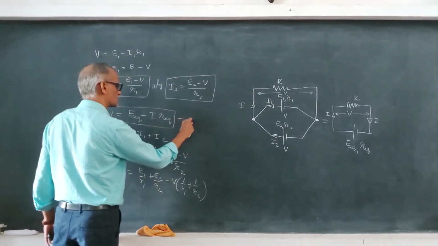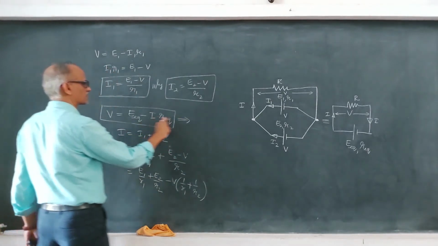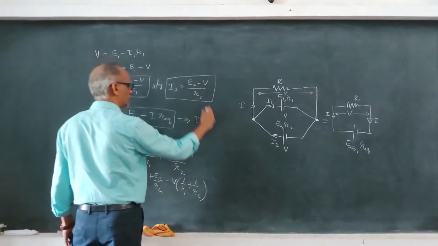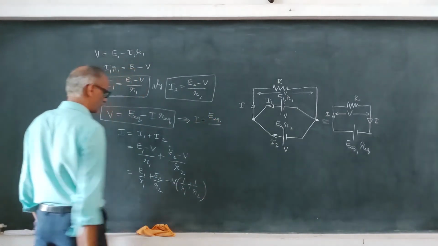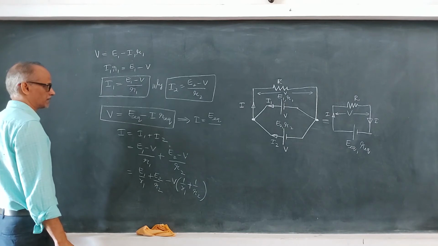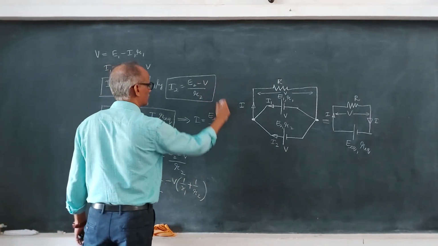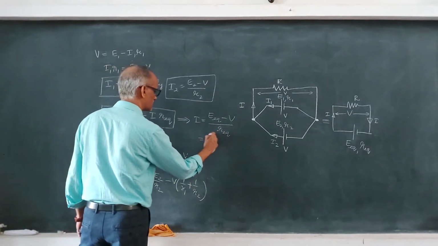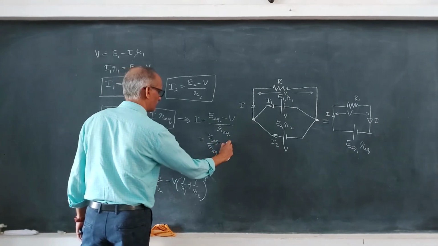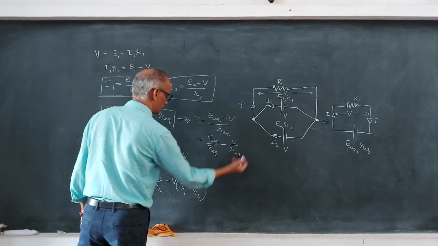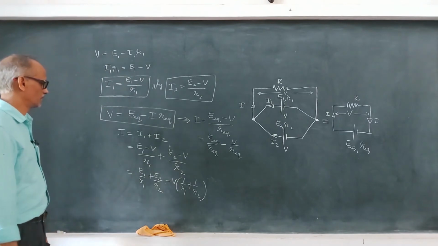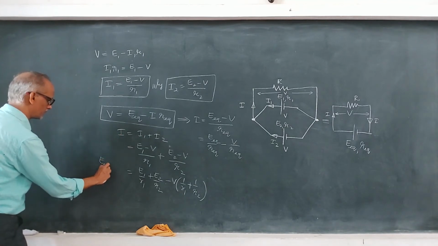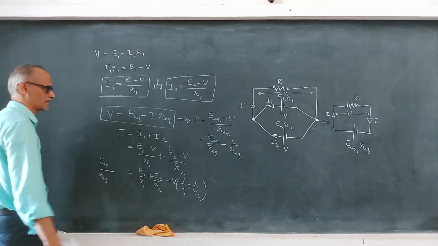Now based on this, I can write an expression for I similar to this. I is equal to E equivalent by R equivalent minus V by R equivalent. Or we can write like this, E equivalent by R equivalent minus V by R equivalent. Okay. So therefore the expression here which we are going to write: I is equal to E equivalent by R equivalent minus V by R equivalent.